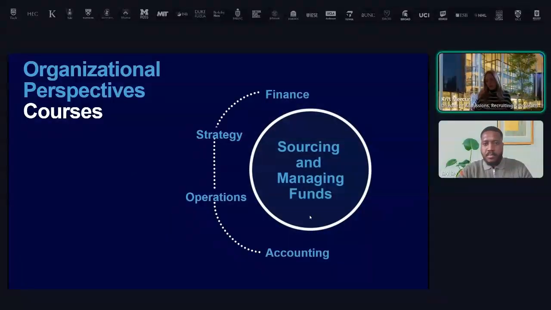The other thing, as mentioned, these classes are often team taught. And here's an example, Sourcing and Managing Funds, as a course. You're going to cover topics in finance, strategy, ops, and accounting, all in that one course. So this is the integration. Okay.